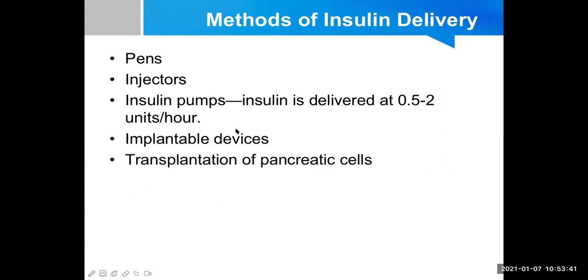Let's move further. What are the methods of insulin delivery? A bit of practical knowledge again. These are delivered with the help of insulin pens, insulin injectors, insulin pumps, implantable devices, and even transplantation of pancreatic beta cells. These are the modern ways, and this is still under research actually. When you start working in the hospital, it is very easily learned. Different instruments are there to inject the insulin.